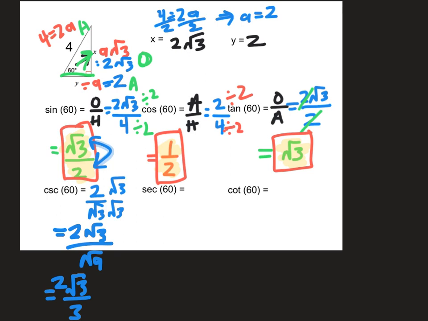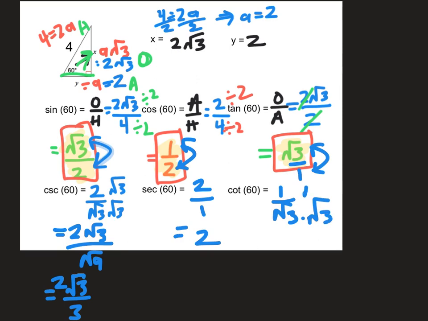All right, for secant, we're going to go ahead and flip 1/2, so we'd have 2 over 1, which just equals 2. And then for cotangent, remember there's a sneaky little 1 here. So when we flip it, we'd have 1 over root 3. Again, I'd multiply the bottom by root 3 and the top by root 3, which would give me root 3 over the square root of 9, which would really just be root 3 divided by 3.